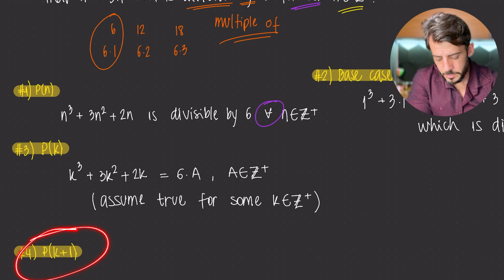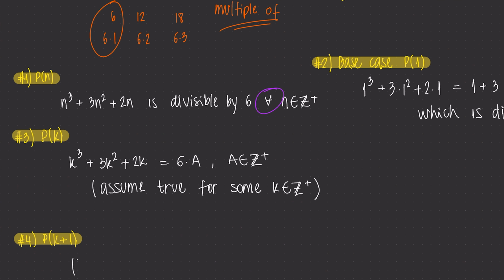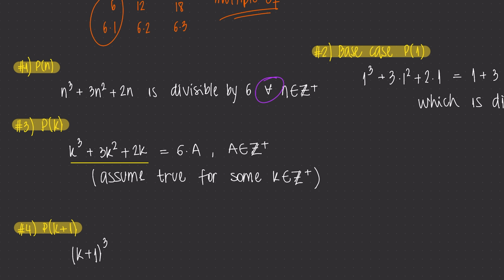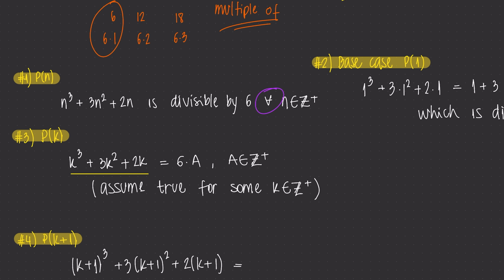Now let's move to the inductive step. The inductive step is a bit different compared to other types of induction proofs, as I mentioned in the beginning. We are still replacing the k's by k plus 1 on the left hand side of P of k. Therefore we have k plus 1 cubed plus 3 times k plus 1 squared plus 2 times k plus 1. And we need to prove that this is divisible by 6, or a multiple of 6.